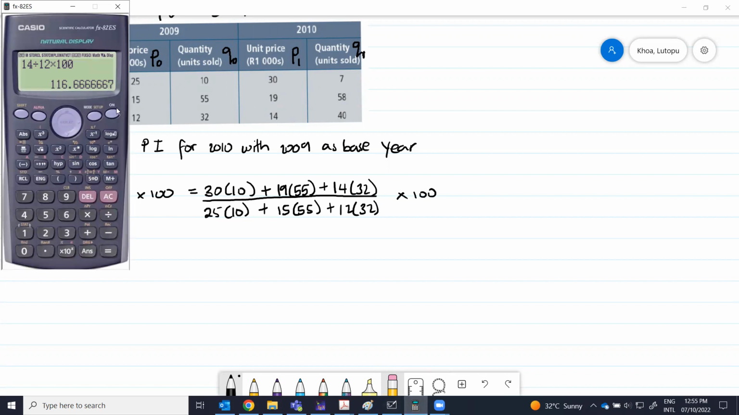So type this in on your calculator. We have 30 times 10, 19 times 55, 14 times 32, divided by 25 times 10, 15 times 55, 12 times 32, and all this you multiply by 100. So this gives 122.89.